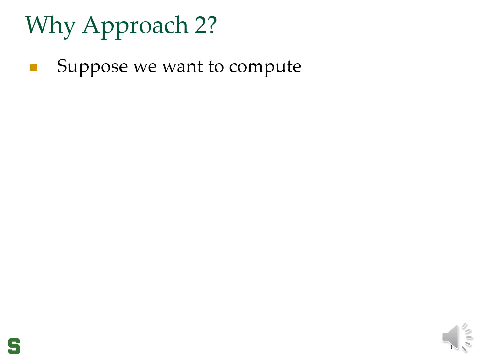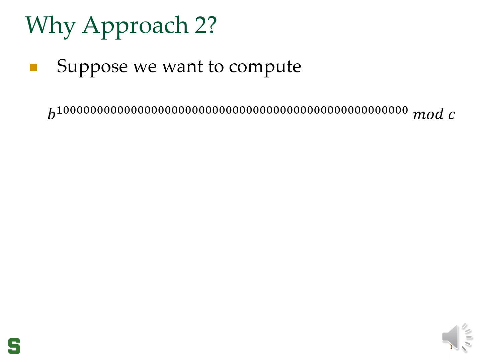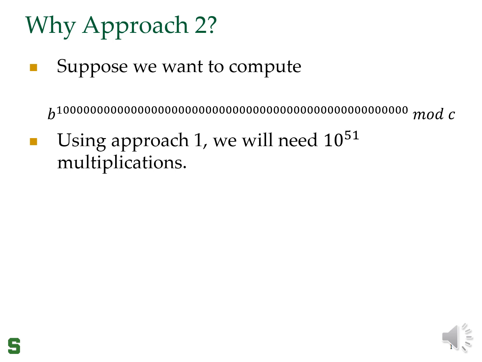Let's focus on why we want to use approach 2. Suppose we want to compute this thing, which is b to the power this huge number mod c. This huge number happens to be 1 followed by 51 zeros. Using approach 1, we will need about 10 to the power 51 multiplications.